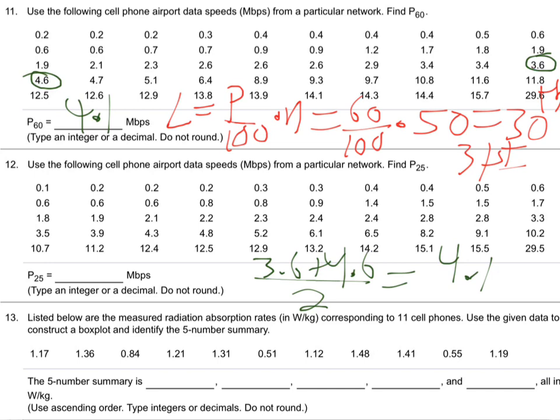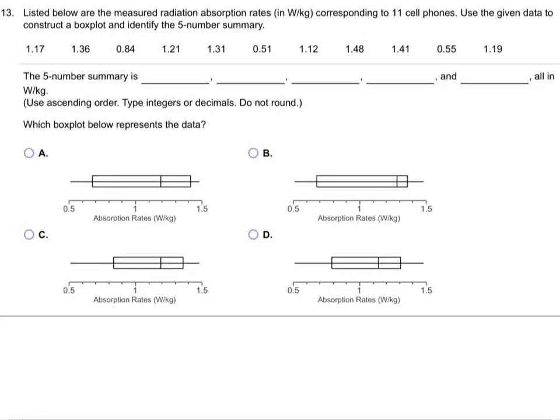All right, I'm going to move on. That was the hard thing; the rest will be calculated. So here's the box plot. Number 13, they say, here are some radiation absorption rates. They say the 5-number summary is, your TI will give it all to you. Just type these into your list, put those values into L1 on your calculator, and all 5 numbers that you need will come right on out.